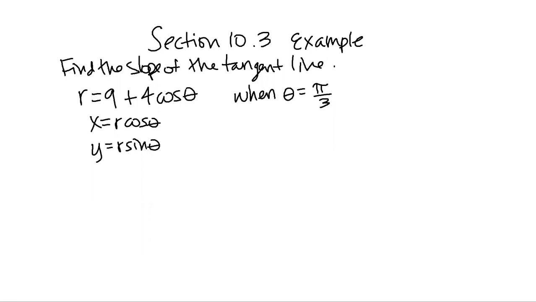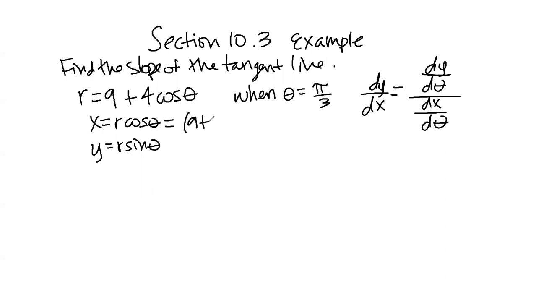and y equals r sine theta. The other thing we need to remember is what is dy dx? Well, dy dx can be found by doing dy d theta over dx d theta, just like we did with parametric equations in section 10.2. So here, r is 9 plus 4 cosine theta. So we can actually fill that in both the x equation and the y equation.